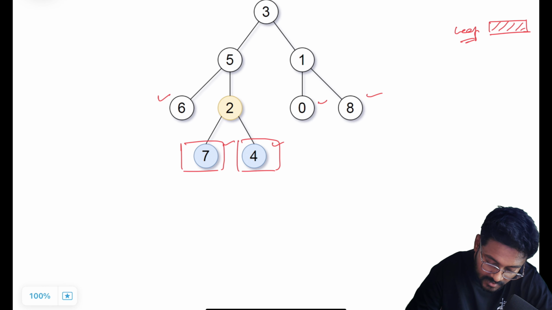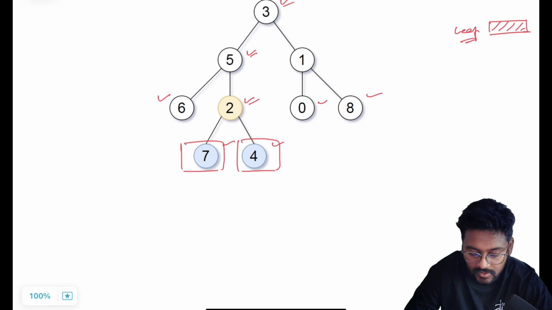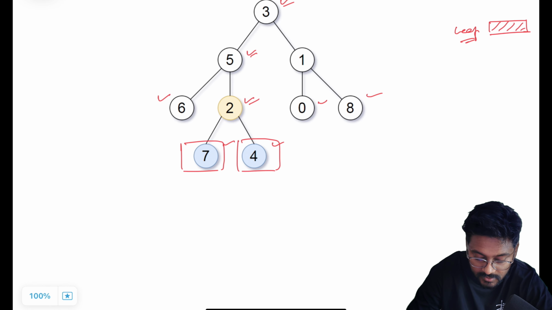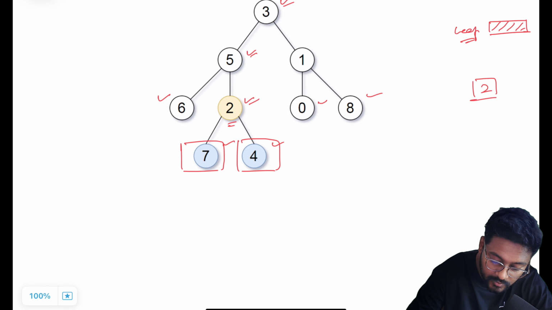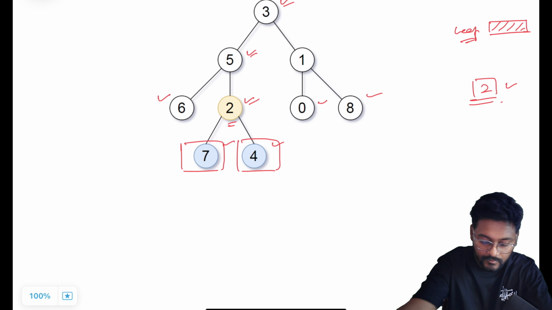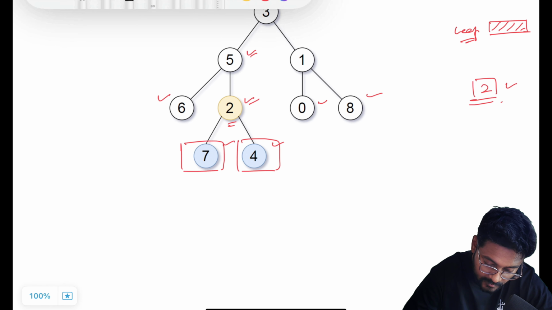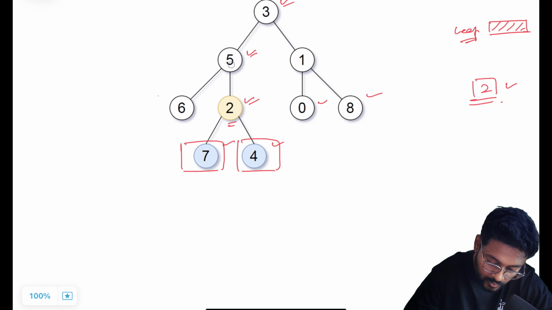See, in this case, 2, 5 and 3, these are their ancestors. 2 is the parent of the parent, and so on. These three are the ancestors, and among these three ancestors, what is the deepest one? The deepest one is 2. So for this problem statement we have to return 2. Now this is our complete problem statement and you just have to return the node 2. I hope you understood the problem statement.